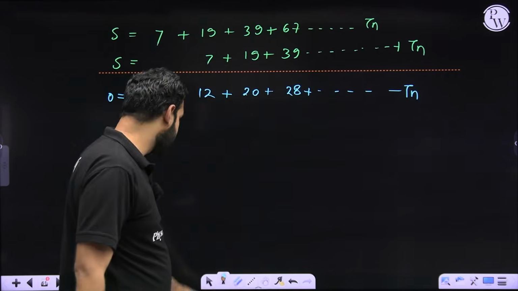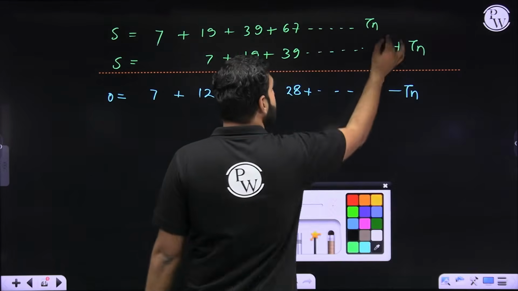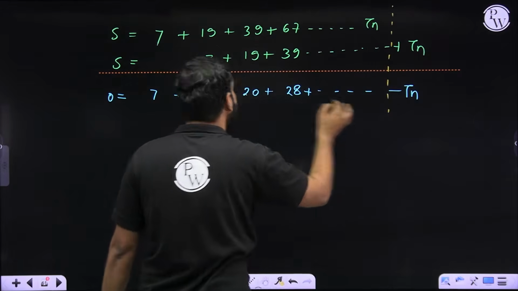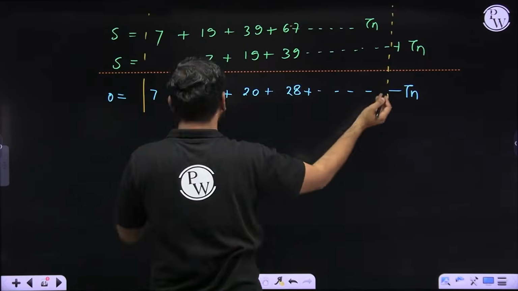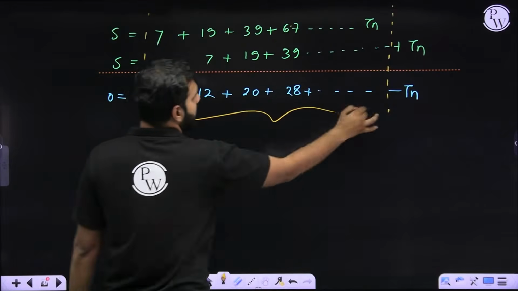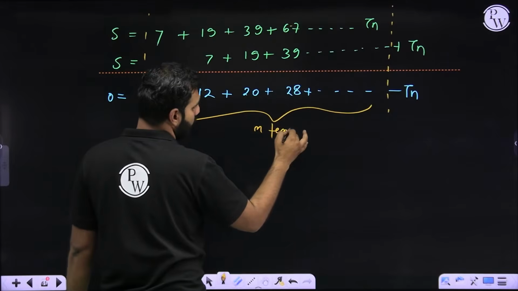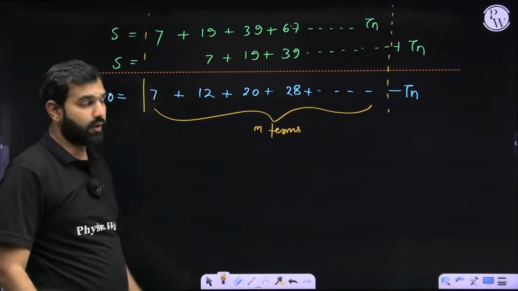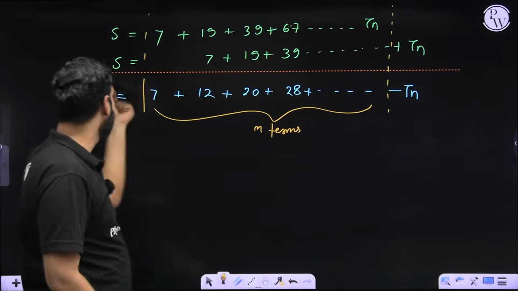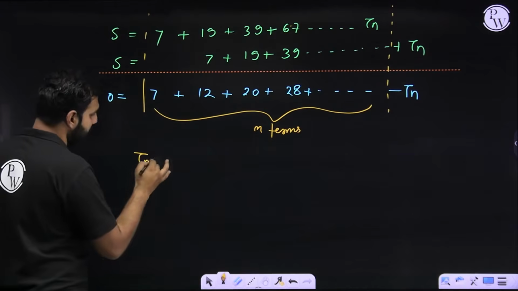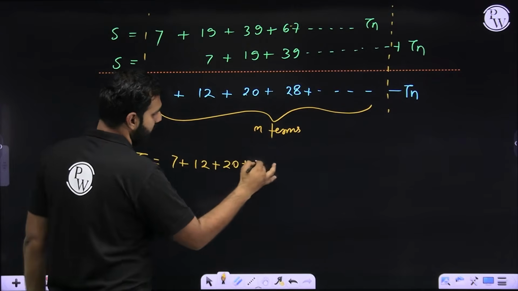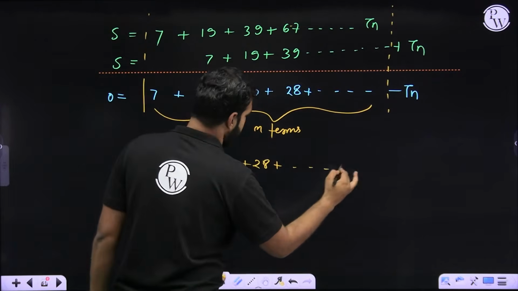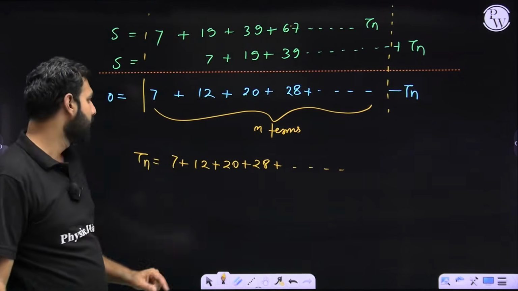If I ask you how many terms are here, there are a total of n terms: first term, second term, third term, fourth term, n terms. I hope there is no confusion on that. Now, if I bring this minus Tn to the left hand side, I'll have plus Tn is equal to 7 plus 12 plus 20 plus 28 and so on. And these are a total of n terms.